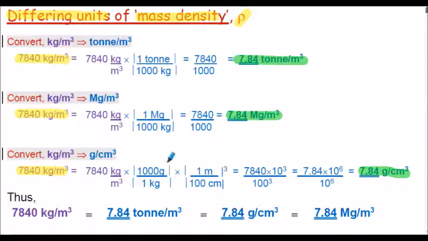So in essence, 7,840 kilograms per meter cubed is the same mass density as 7.84 tons per meter cubed, is the same mass density as 7.84 grams per centimetre cubed and the same mass density as 7.84 megagrams per metre cubed. And again, that's just for reference, but these various units are often used within engineering.